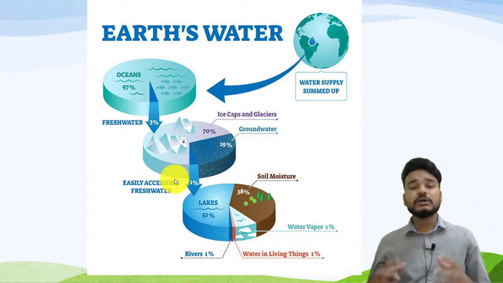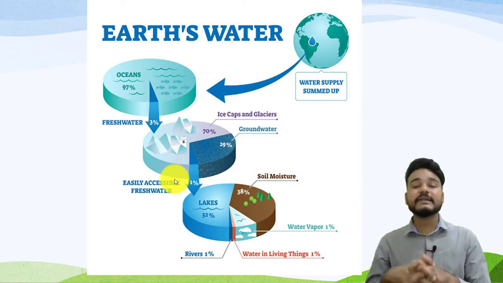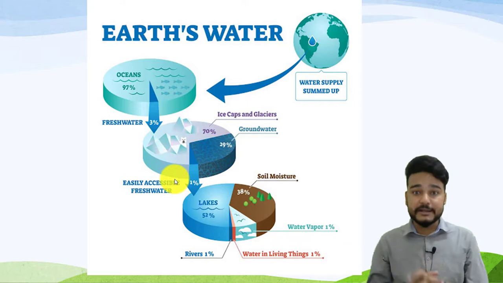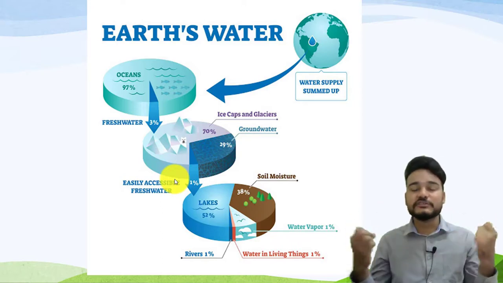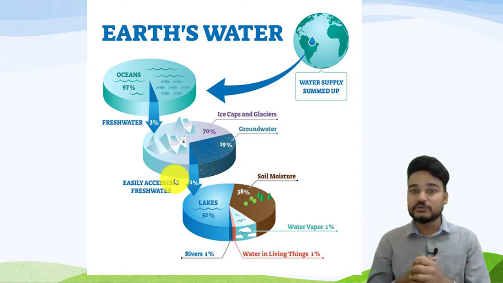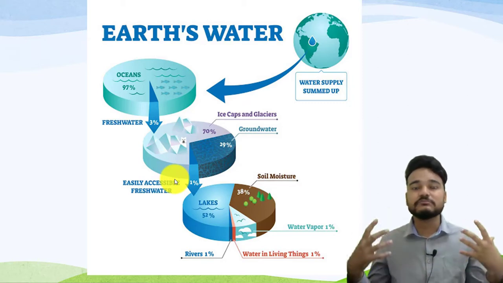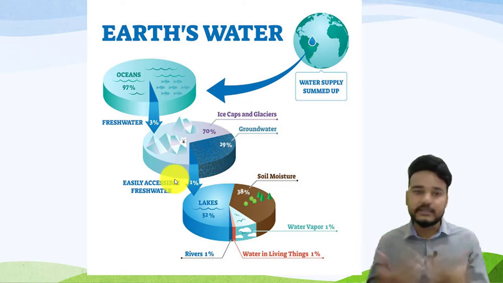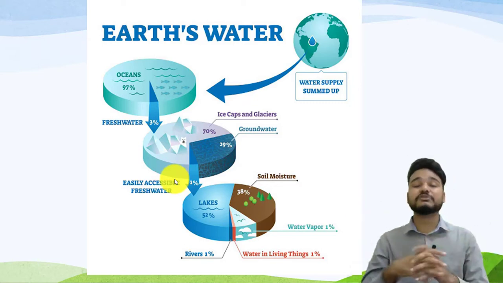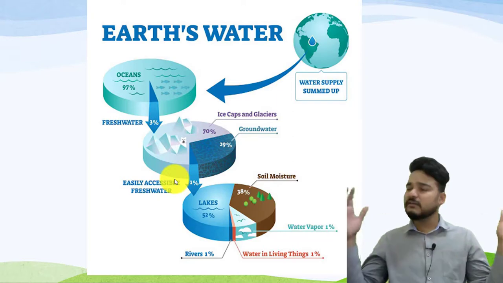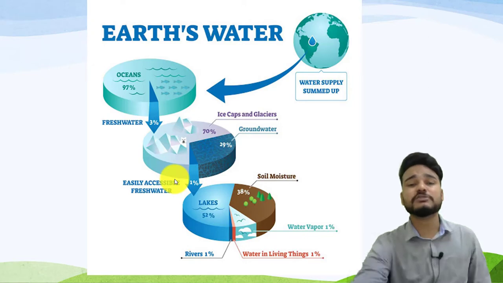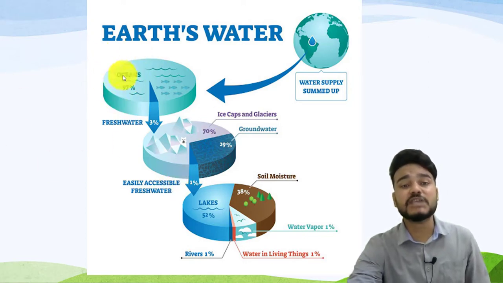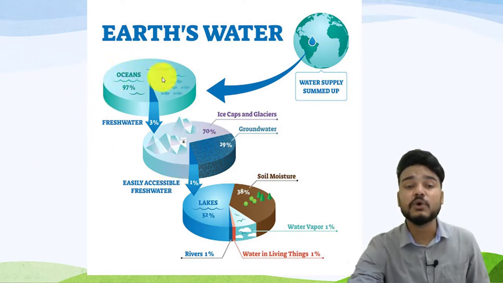Now, but not all this water is drinkable. ये जो पूरा पानी है not drinkable, because in the ocean the water is salty. Salty means खारा पानी होता है, and खारा पानी we cannot drink. खारा पानी हम पी सकते हैं क्या? No. So suppose that the water is our 100% water. Out of that 100% water, here you can see 97% water is present in oceans.